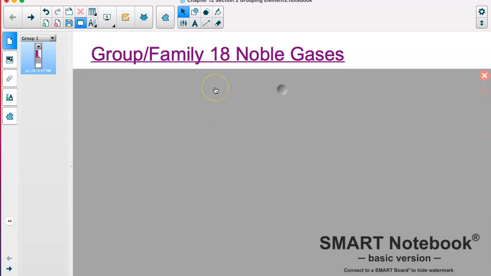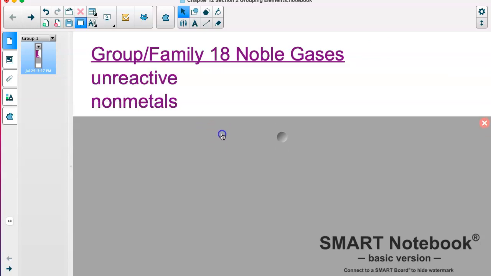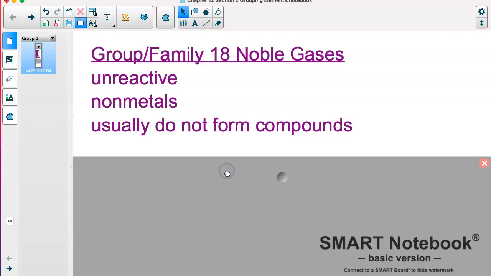Then we have the noble gases. Now, a discussion we could have is why do we call these the noble gases? So we'll do that in a little bit. But these ones are the only ones on the periodic table that are what we call stable. And the reason they're stable is because their energy level has the number of electrons that it needs to become stable. So these are very rare in most cases because they don't form a compound.